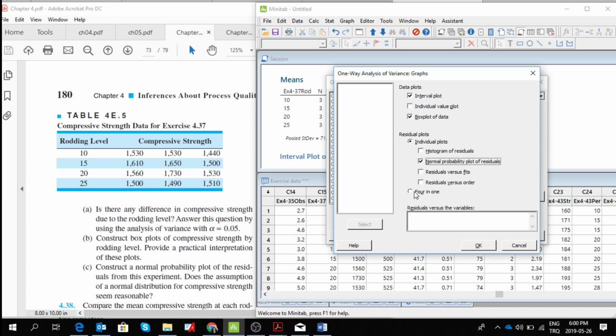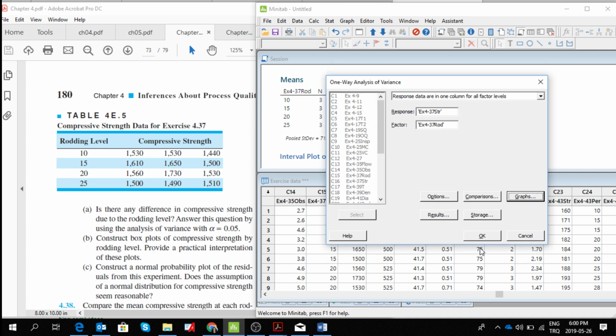Maybe in the future, these 4 are going to be useful for checking the assumptions. So maybe in the future you're going to do 4 in 1, and it's going to show all these 4 in 1. But for now, for C, we need that. And that's all to it. So I'm just going to click on that, and click OK to get the results.